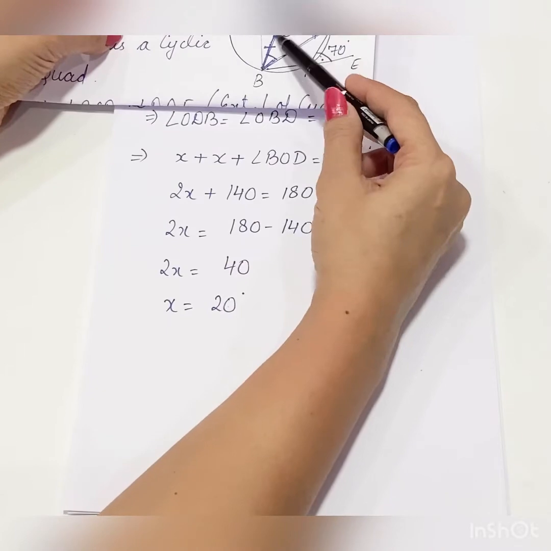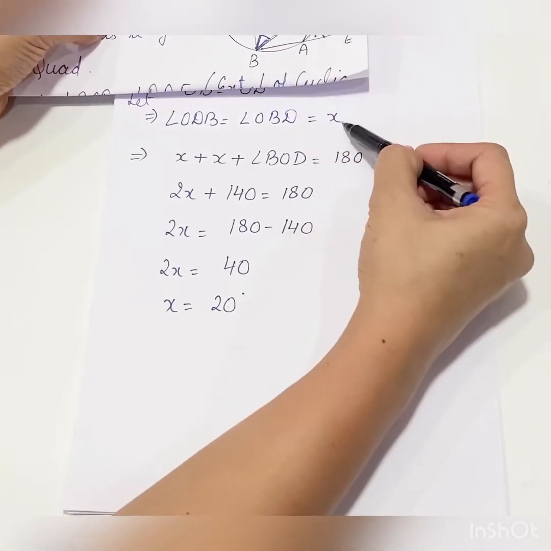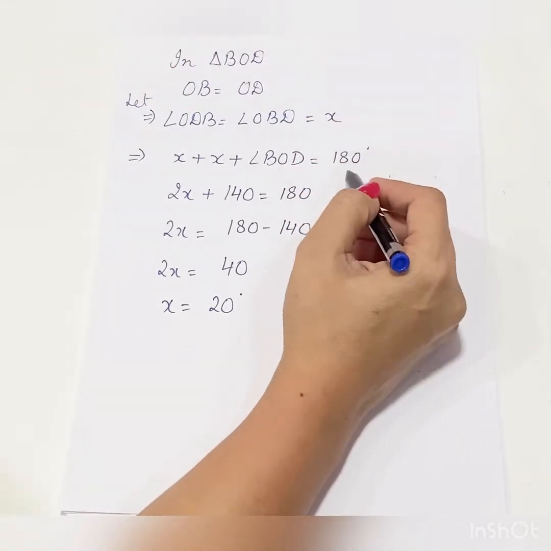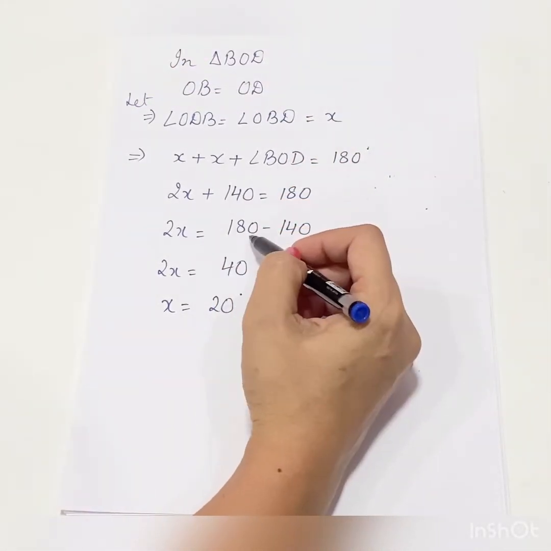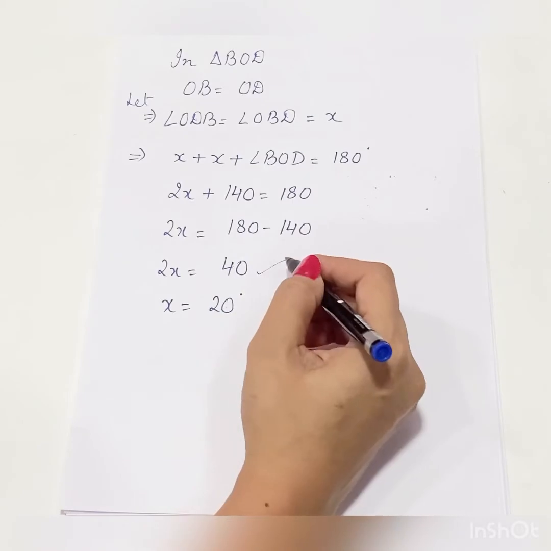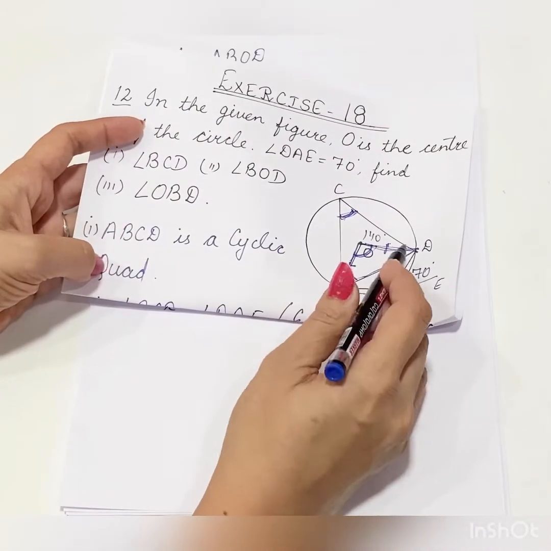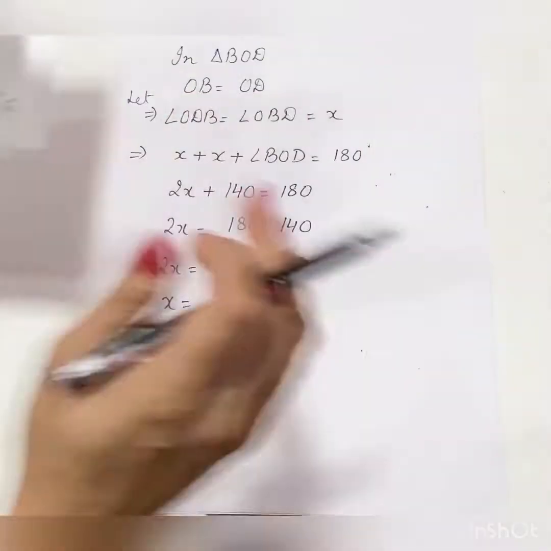In this, angle OBD is equal to ODB, we are supposing it equal to x. So x plus x plus 140 is equal to 180 degrees. 2x is equal to 180 minus 140. x is equal to 20 degrees. So we have angle OBD is equal to 20 degrees.